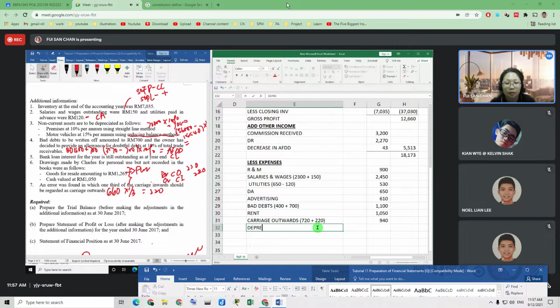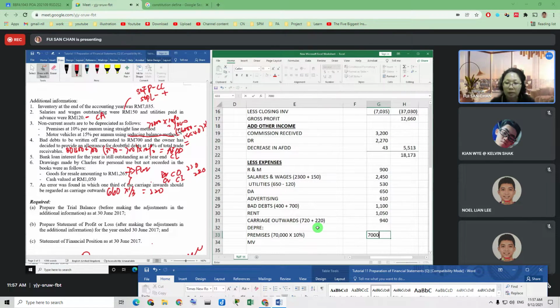Depreciation, yes. Okay, depreciation, we got two, no? Premises and motor vehicle, right? Okay, premises, I'll show you the booking again. Premises is set at cost, right? Okay, so this is very easy.